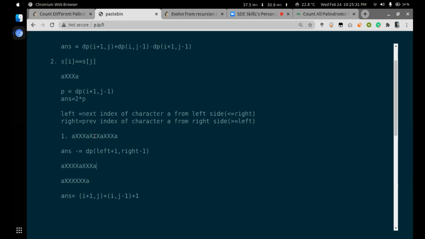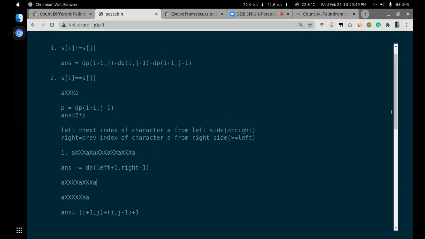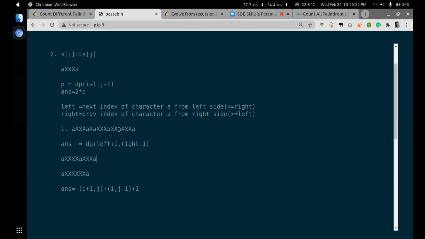Since if there are more A's here, imagine there are more A's. If I am solving for this part, again this part will repeat. So when I recursively call this function, it will take care of itself while deleting the repeated subsequence. So this is why I don't have to take these repeated ones into consideration again and again.